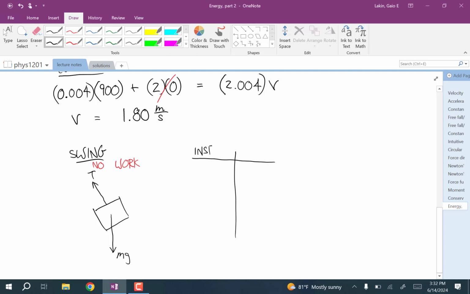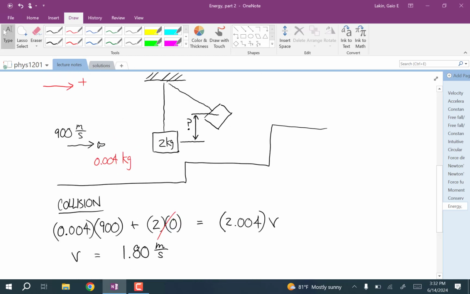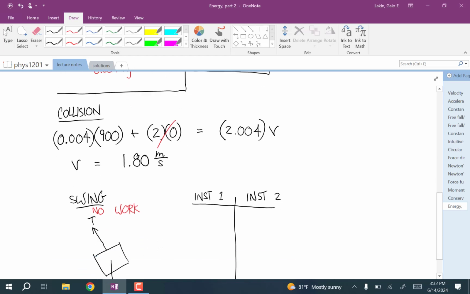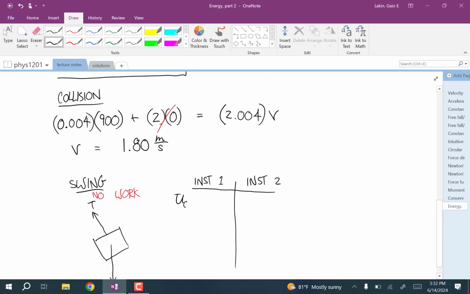Okay, so instant 1 is going to be immediately after the bullet lodges in the block. Instant 2 is going to be when it reaches its highest point. I'll say my y equals 0 is here. That's almost always my strategy, just put it at the lowest point. So the gravitational potential energy at instant 1, the y value is 0, so it's going to be 0. The kinetic energy is 1/2 times the mass, which is 2.004.